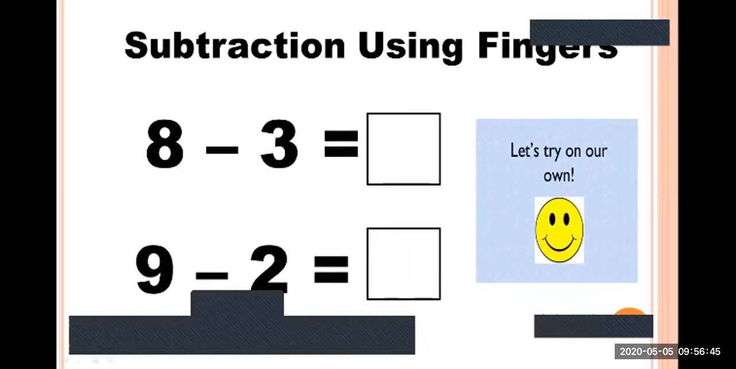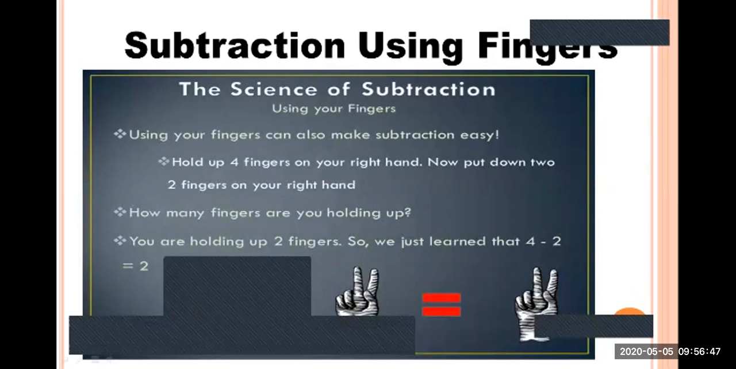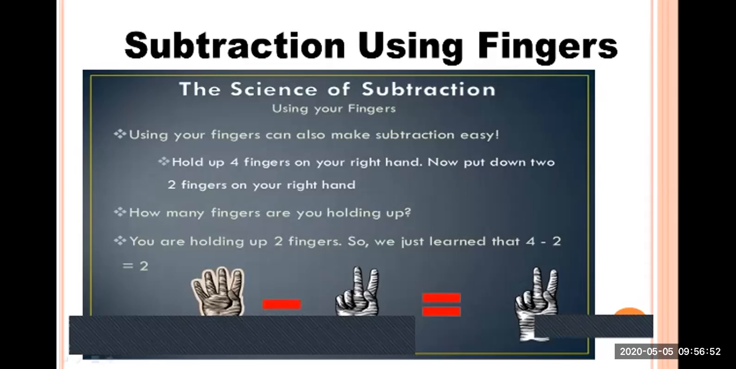Using your fingers can also make subtraction easy. Hold up 4 fingers on your right hand like this. Hold up everyone 4 fingers. Now put down 2 fingers on your right hand. The same hand where you have raised 4 fingers, you are supposed to put down 2 fingers.